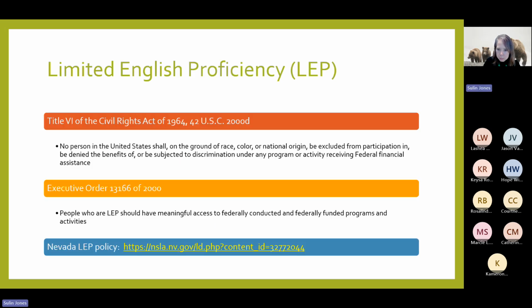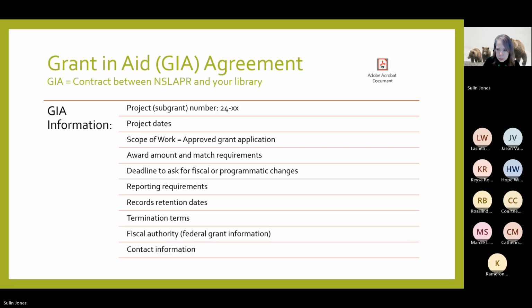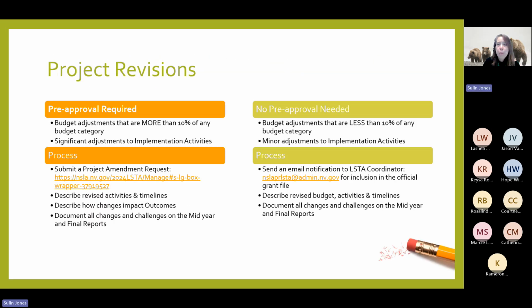So now we are moving on to the project revisions. Right, this is just what I said, but it's actually maybe spelled out a little differently. You are allowed to change your project a little bit. Right, we have your application. That's what you say you're going to do. That's what you're required to do. If you need to change it, you've got to get pre-approval, which you get with a project amendment request.